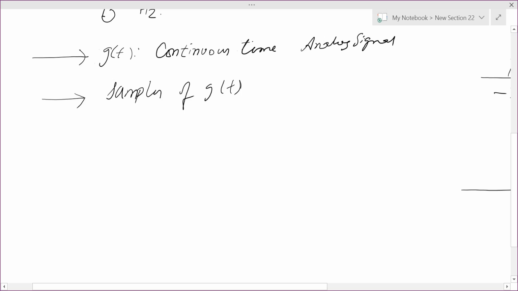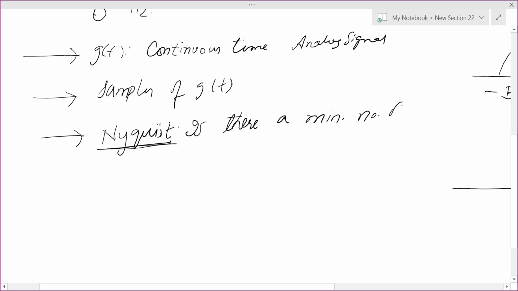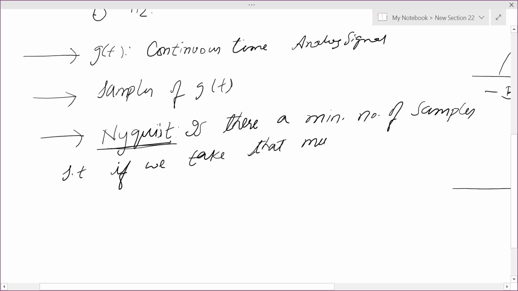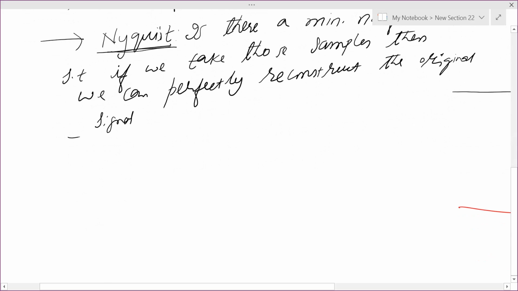So in the early 20th century, Nyquist asked a fundamental question: is there a minimum number of samples such that if we take only those samples, then we can perfectly reconstruct the original signal? Our answer is yes, and let's see how.